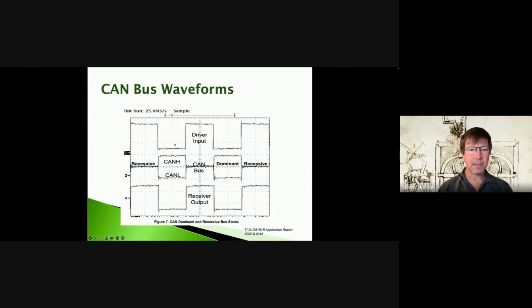So here are some waveforms of what's going on here. This recessive versus dominant frames here, and note that here's your driver input, and then this is your receiver output. This is that differential type signaling, right? CAN high and CAN low there. And it's active low, and receiving while we're transmitting there. All right.